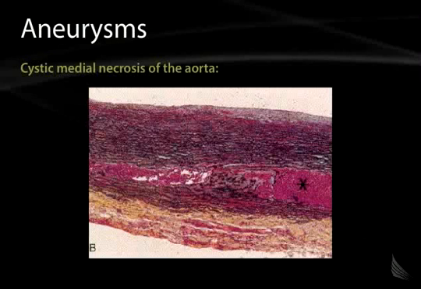Here we have the arrow pointing to the area of cystic medial necrosis of the aorta, which makes the aorta more vulnerable to dissection.